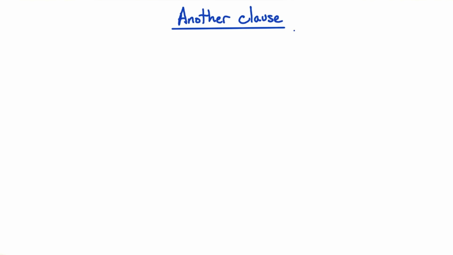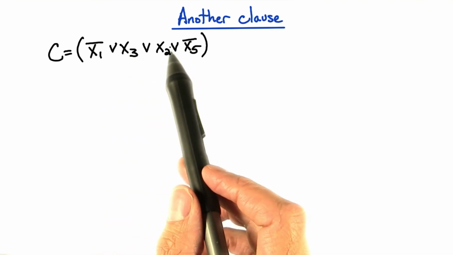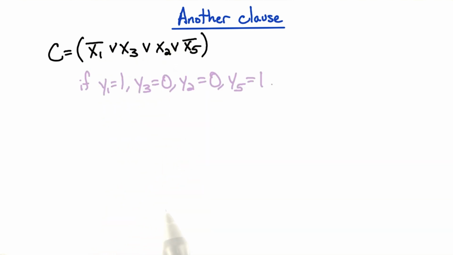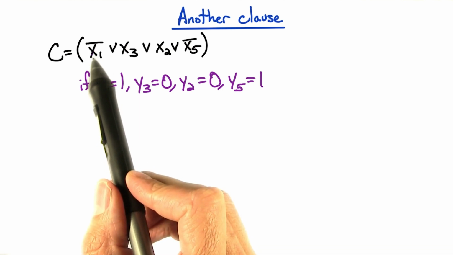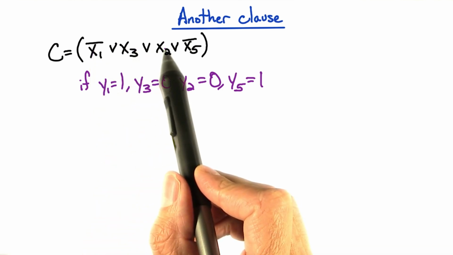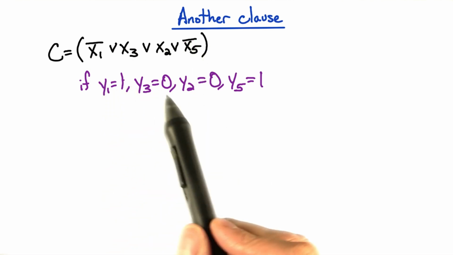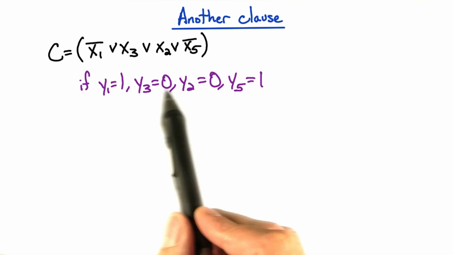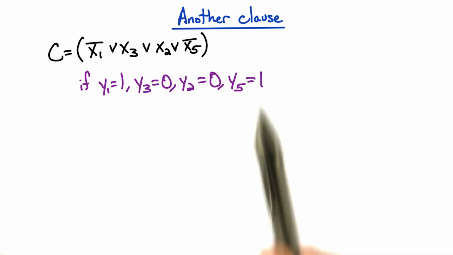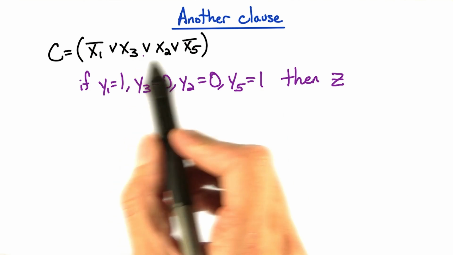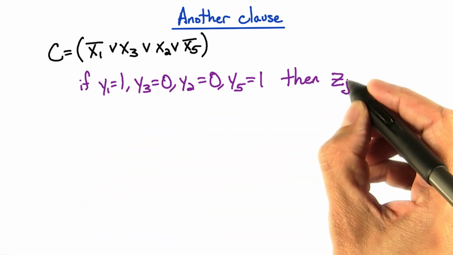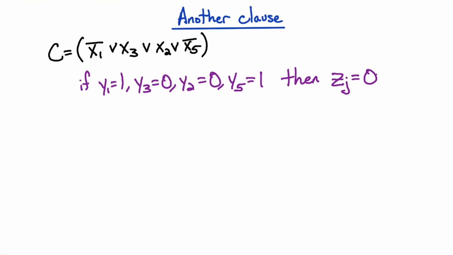Let's take a look at another clause that has some positive and negative literals. Consider this clause of size 4, x1 bar or x3 or x2 or x5 bar. Now we want that if x1 is set to true, x3 is false, x2 is false, and x5 is true, which is going to correspond to y1 being 1, y3 and y2 being value 0, and y5 being value 1. Then we want that the variable z for this clause, let's say it's clause j, is forced to take value 0, which corresponds to this clause being unsatisfied.